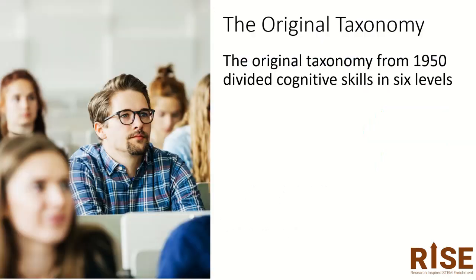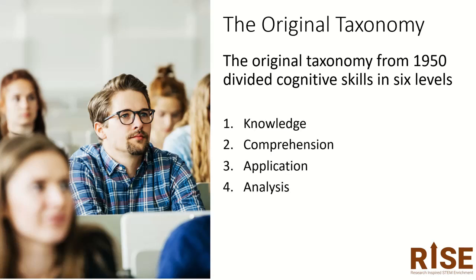The original taxonomy comprises 6 levels: knowledge, comprehension, application, analysis, synthesis, and evaluation. The primary goal of Bloom and his colleagues was to create a classification system that could help educators plan and assess the learning outcomes of their students.